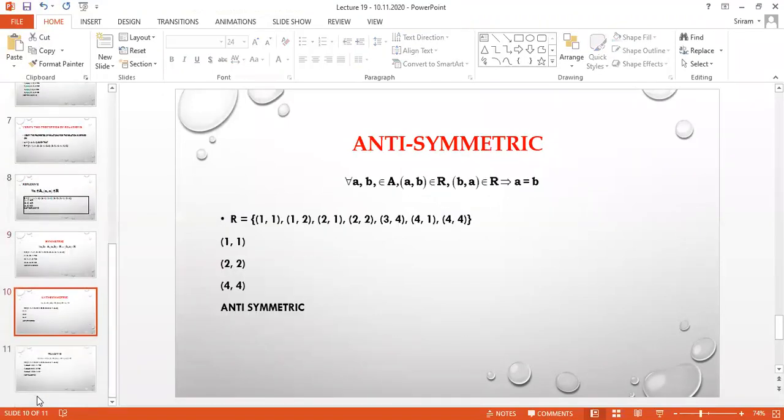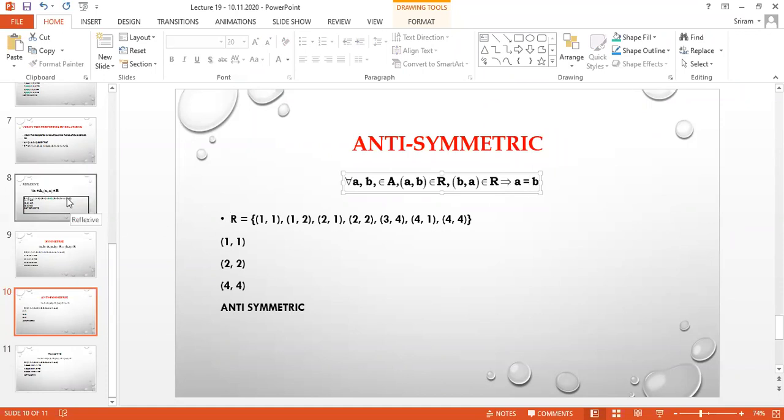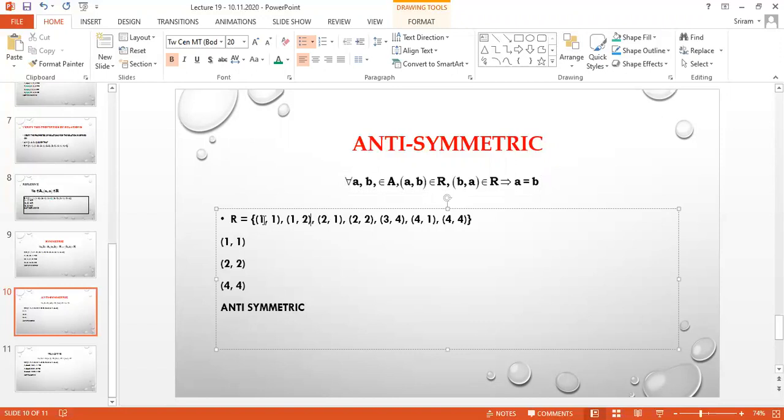Anti-symmetric. When I check here for anti-symmetric, if I take A, B and B, A, I should have A equal to B. Remember, I am not telling all the pairs should exist. We are not telling all the numbers should exist. Only this pair 1, 1 exists. 2, 2 exists. 4, 4 exists.